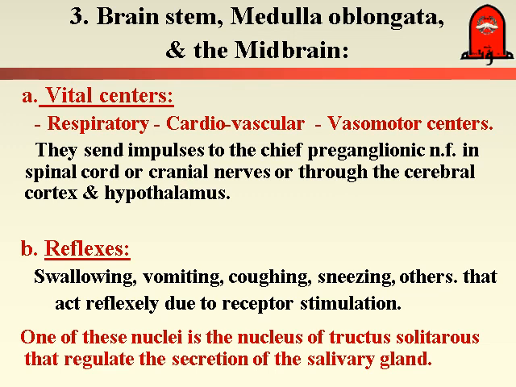The vital center, from its name, regulates the vital organs like the respiratory system, cardiovascular system, and the blood vessels. These vital centers will regulate the respiratory system, cardiovascular system, and vasomotor system, either by sending impulses to the preganglionic nerve fibers in the spinal cord or through the cranial nerves, or through the cerebral cortex and hypothalamus.